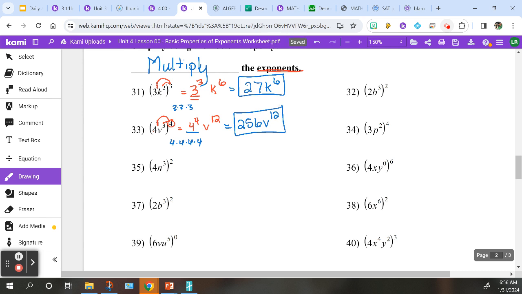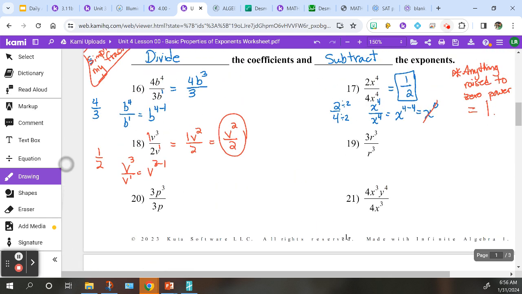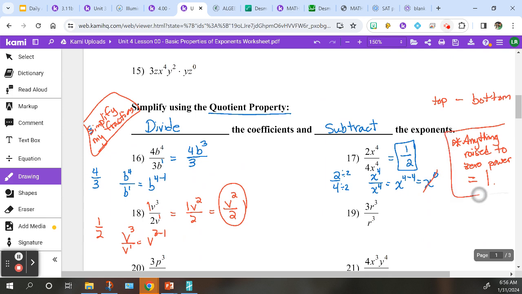Okay. Now, you are going to see 0 exponents show up. So I'm going to actually change number 32 here right now. Let's make that a 0 exponent on the outside, so we can kind of see what would happen if we have a 0 exponent there. So we have 2b to the 3rd, and that whole thing raised to the 0 power. Well, let's go back to our rule we wrote. Anything raised to the 0 power equals 1.